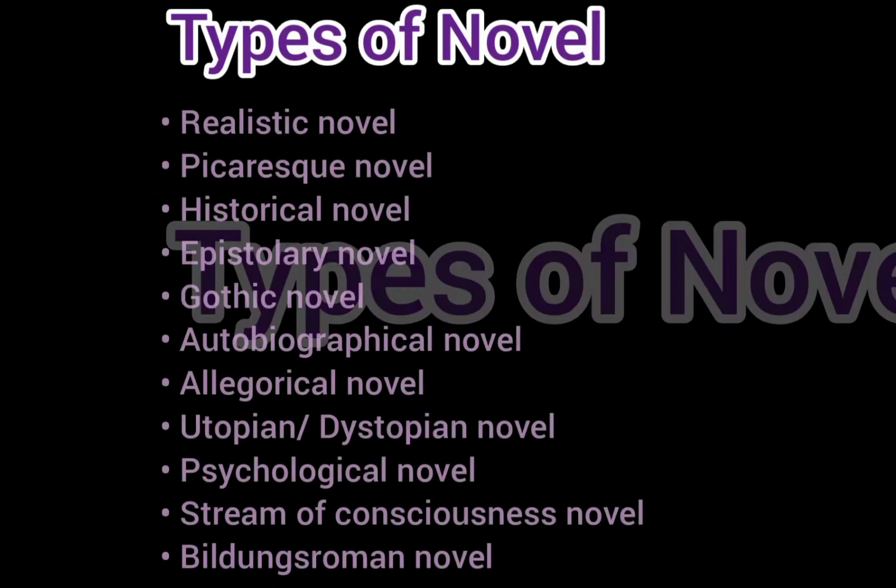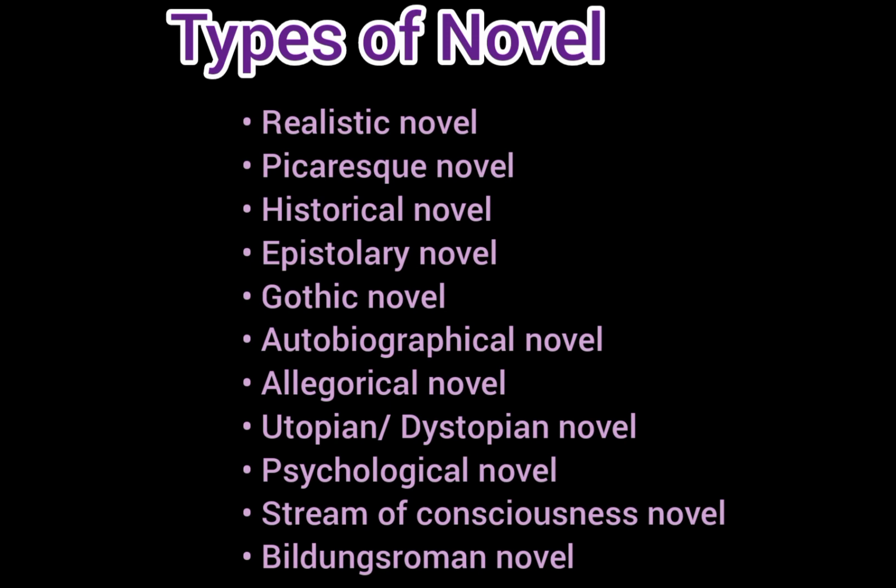Which are the types of novel? Realistic novel, picaresque novel, historical novel, epistolary novel, Gothic novel, autobiographical novel, allegorical novel, Utopian or Dystopian novel, psychological novel, stream of consciousness novel, and Bildungsroman novel. Now, let us discuss all these types one by one.